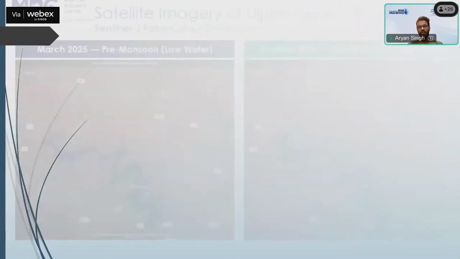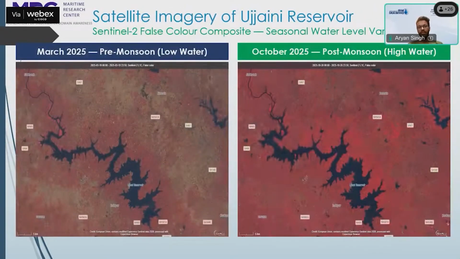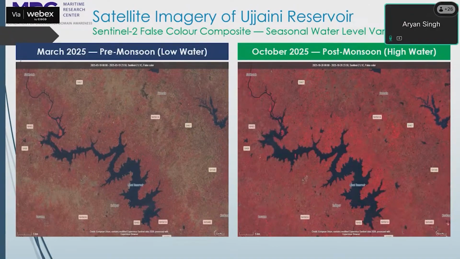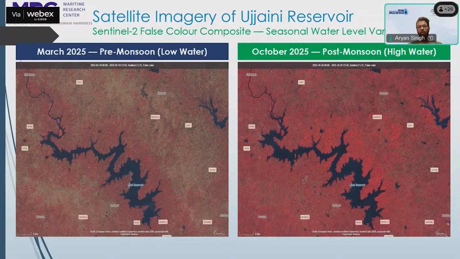And so, satellite imagery. Here's what it actually looks like. These are two images from the same reservoir, one from the pre-monsoon period and one from the post-monsoon period. We can clearly see the difference in how it looks and the change in the color as well. The change in color demonstrates the different concentrations of sediments.